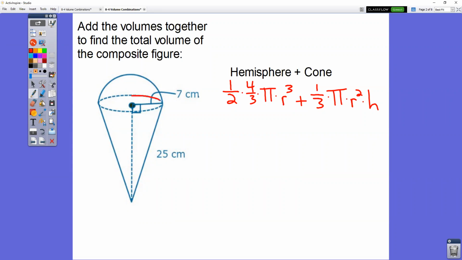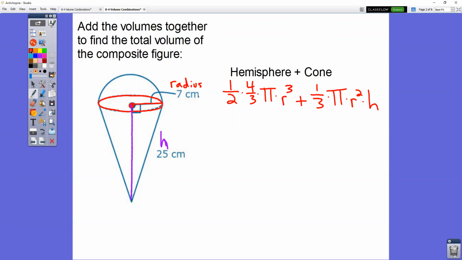Well, here we have our circle. Now, that circle is the bottom of the hemisphere, but it's also the circle for our cone. This 7 goes from the center of that circle out towards the edge. So this 7 is the radius for our hemisphere. It's also the radius for our cone. It's part of both shapes. This 25 goes the height of the cone. So that is the h for our cone.